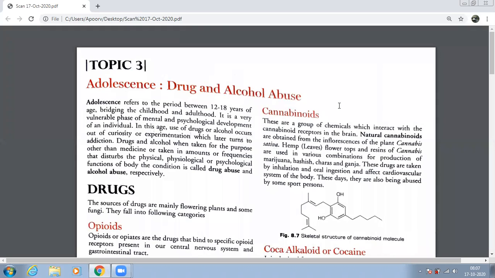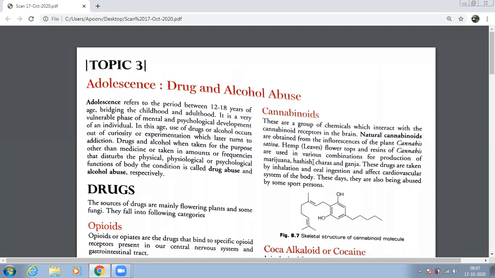Papaver. Papaver somniferum. Yes ma'am. Somniferum. And which part did I say you must remember with the name of the plant? Latex. Latex. Very good. Now this is where the difference will come. Yes. This is obtained from the inflorescence of the plant Cannabis sativa, not the latex.